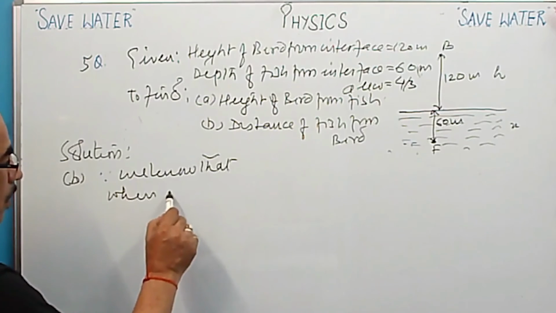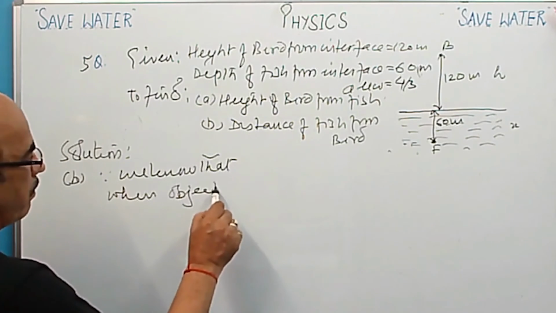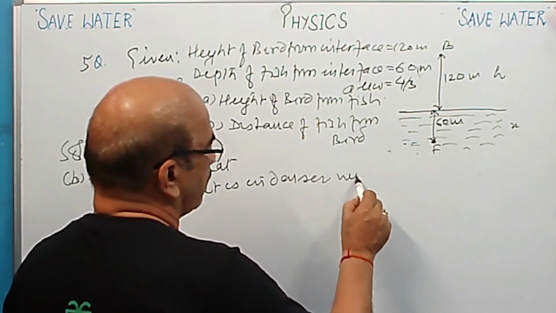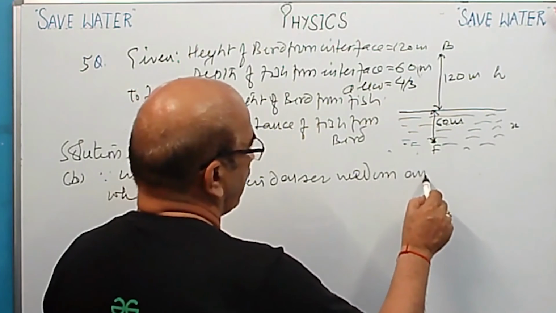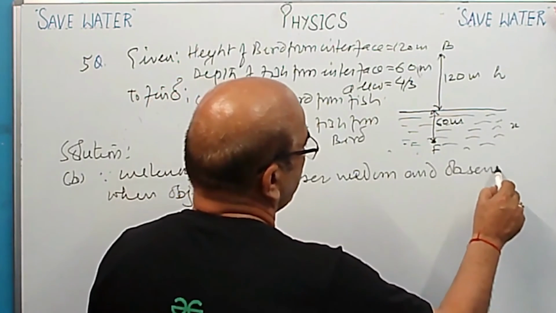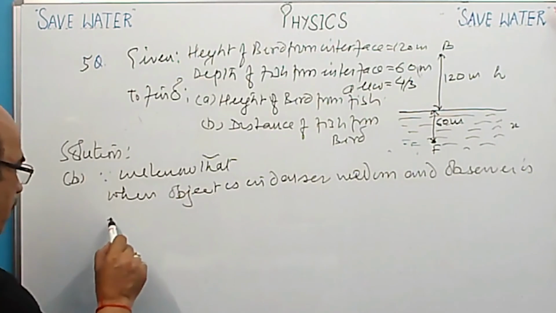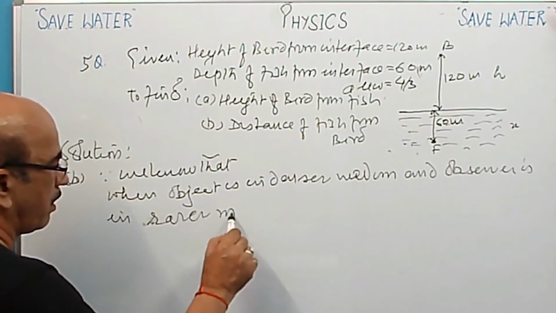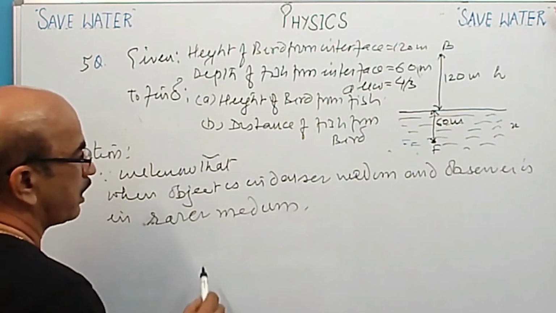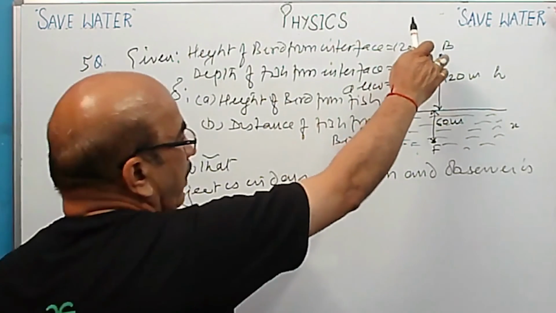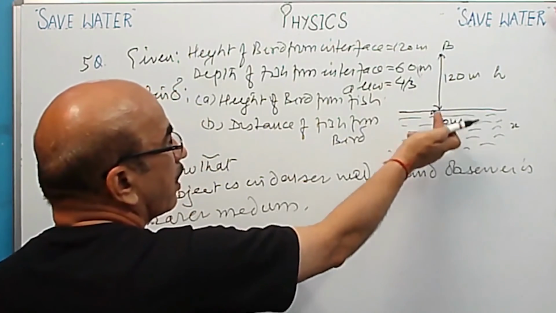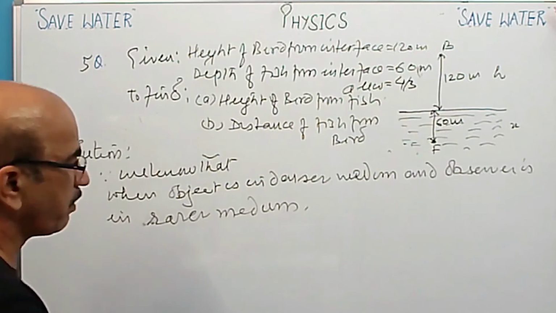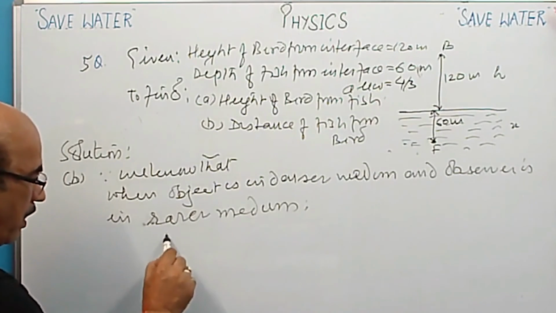So when object is in denser medium and observer is in rarer medium, तो इस केस में क्या होगा देखिए. तो इस केस में जो हाइट होगा, ओके, तो how far this fish is visible to bird. तो बर्ड को फिश कितनी दूर दिखाई देगी अपनी पोजीशन से. तो इस केस में फार्मूला क्या लगता है? इस केस में फार्मूला क्या होगा?